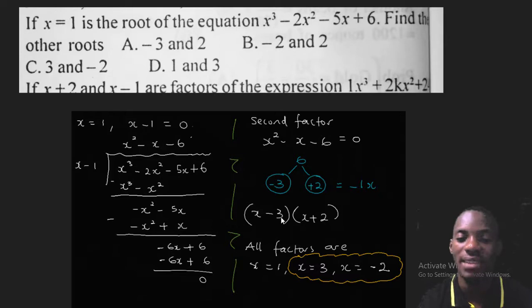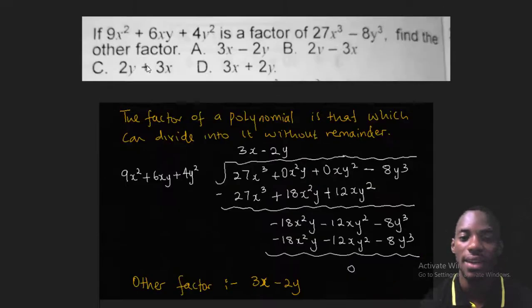So my factors are therefore from the beginning s equals 1, and next factor is going to become s equals 3, and the last factor will now become s equals minus 2. Remember I said that it will be the opposite of what you get when you factorize. So this is minus 3, it will become 3. This plus 2, it will become minus 2. So the two factors remaining are 3 and minus 2, and that is the answer to that question, making C the correct answer to that question.